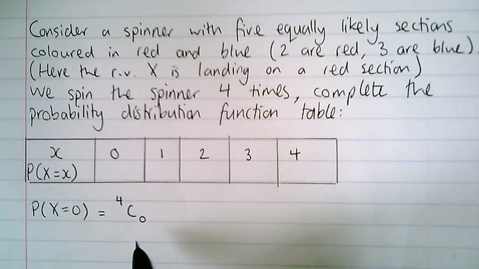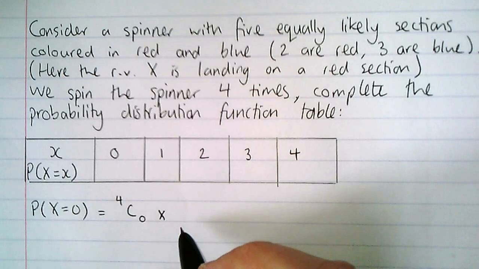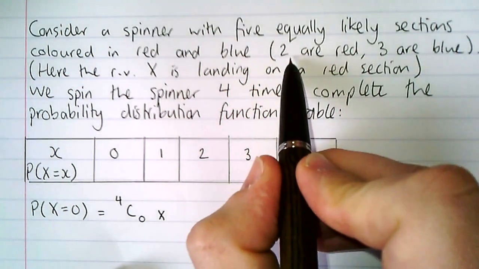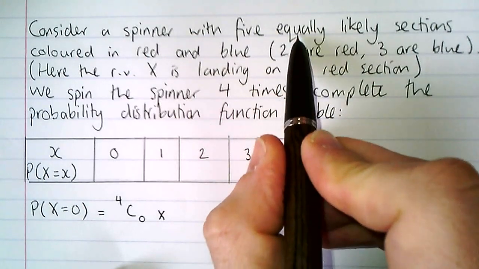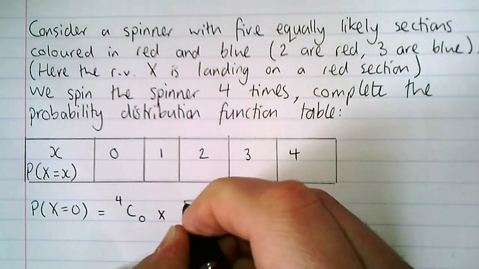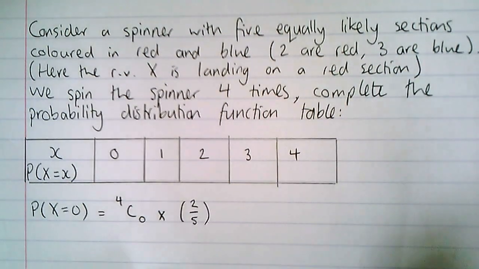Now hopefully you should realise that there's only one way of getting none of them, so 4 choose 0 should come out as 1, and you can check that on your calculator, it does come out as 1. Multiplied by, now we want the probability of getting a red. So what is the probability of getting a red here? Well, 2 of them are red, each of them are equally likely sections, and there are 5 sections in total, so it's 2 out of 5. So I'm going to put 2/5. You may put 0.4 if you wish, but I like fractions.